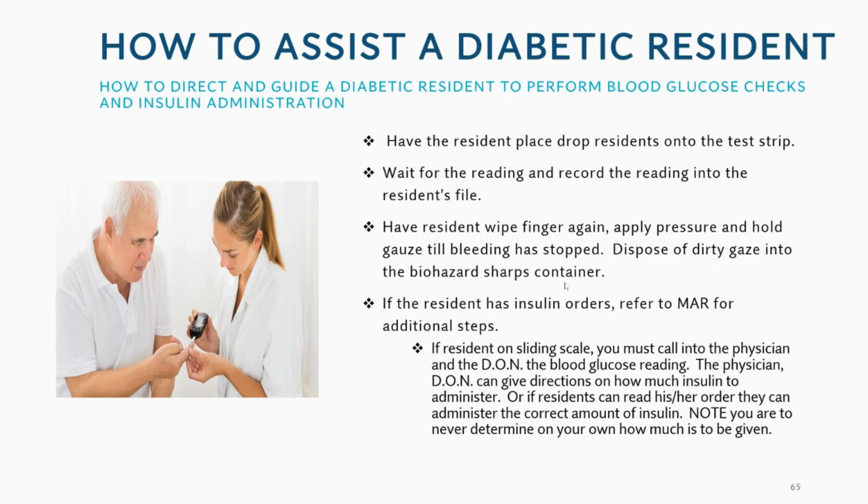You should also contact your clinical liaison or your director of nursing if you're at a location that happens to have an LVN on staff for further instructions. You should also be informing the administrator if the glucose reading is very abnormal for additional steps as well.